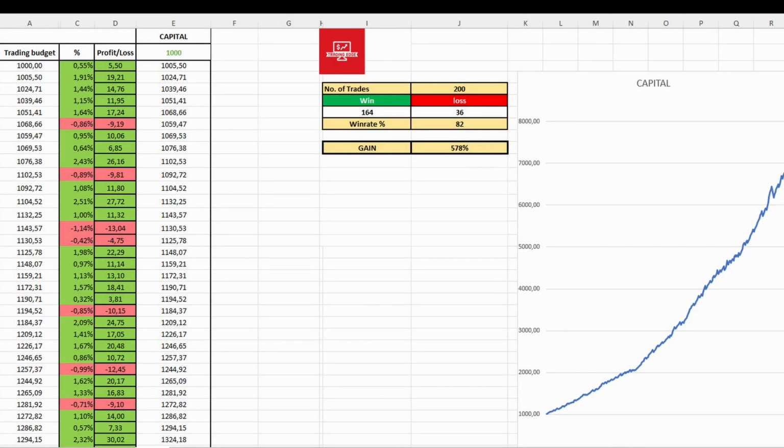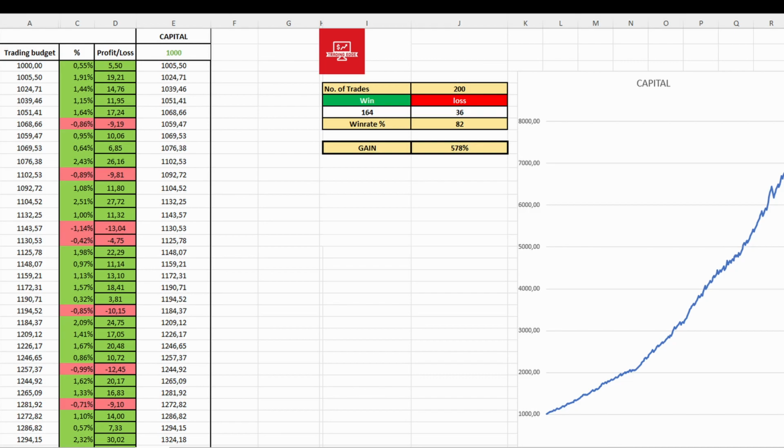So as you can see, we've finished with the backtests and the results are pretty solid. We have made 200 trades in the span of about 8 months, and the account has grown by an incredible 578%. The win rate of the strategy is 82%. However, you still need to consider spreads and fees when trading live, but the strategy will definitely still deliver.